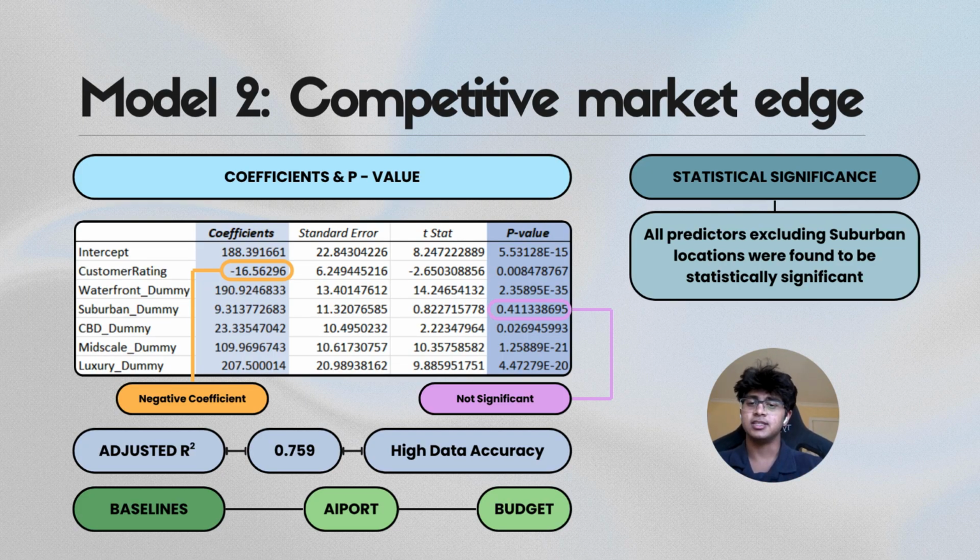The most compelling insight, however, is the rating paradox. Despite luxury hotel types and waterfront locations commanding premiums of roughly $200, we find a negative coefficient for customer ratings. This indicates that for every 1 point rating increase, price drops by $16, suggesting that in this specific market, high-value budget hotels are outperforming the expensive luxury ones in terms of customer satisfaction.